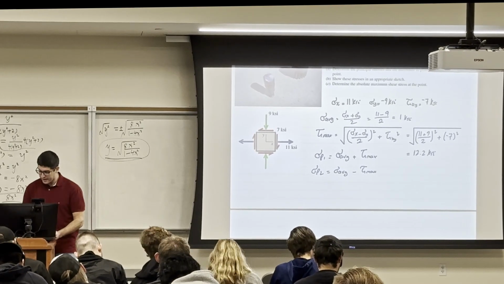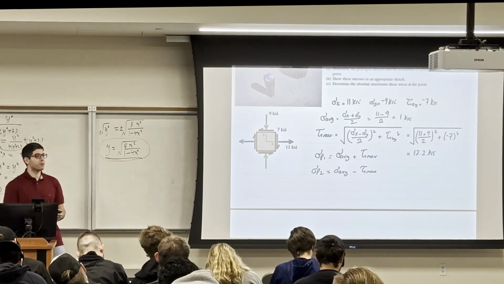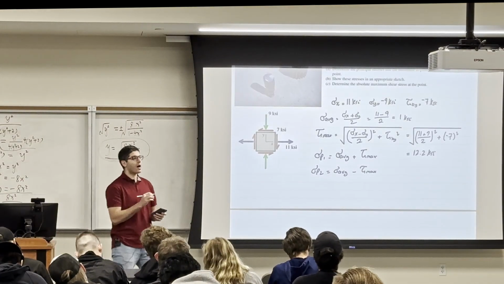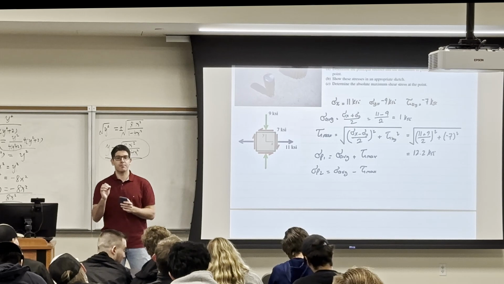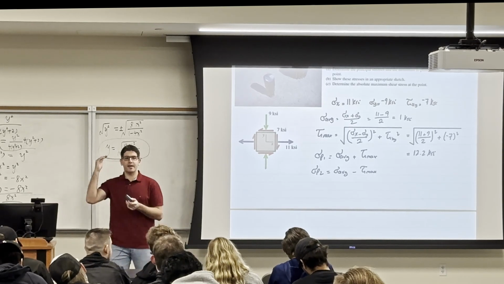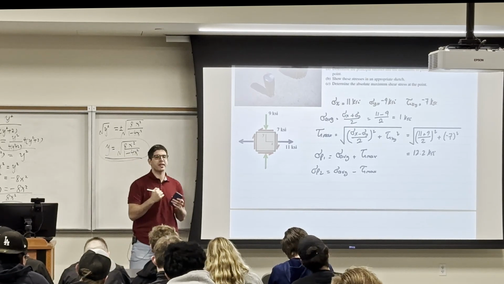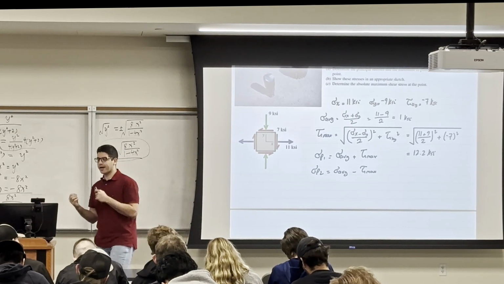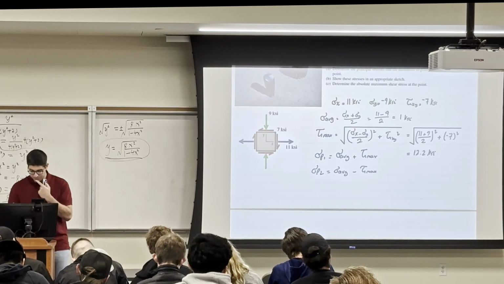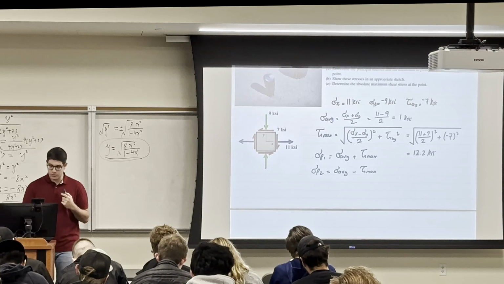Yeah, it's 12.2 KSI. Of course, it's positive because I eliminated the negative term. I don't know the sign of the shear yet because I just eliminated it at the beginning, and I'm going to show you a method now so that we can know the correct shear stress sign. Okay, now let's just get the absolute maximum shear stress.